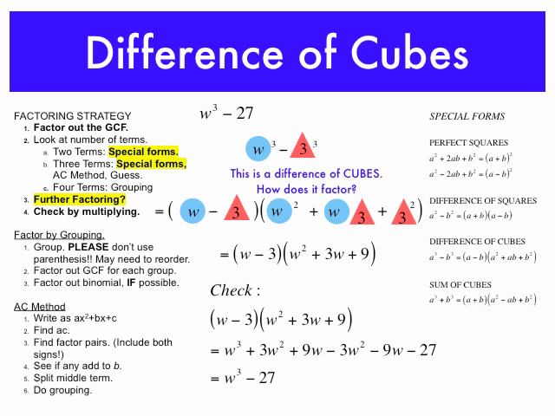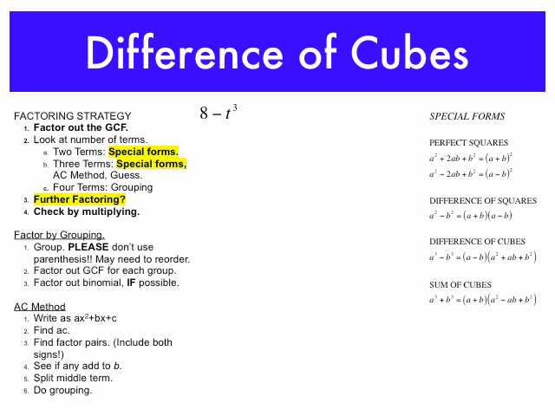Okay, to check it, I FOIL it out, and all my middle terms cancel. I do get W cubed minus 27. So let's look at 8 minus T cubed. Again, we're going to do this one two ways. With binomials, you don't need to worry about writing it in descending order, but you can. So let's first of all do it as written.